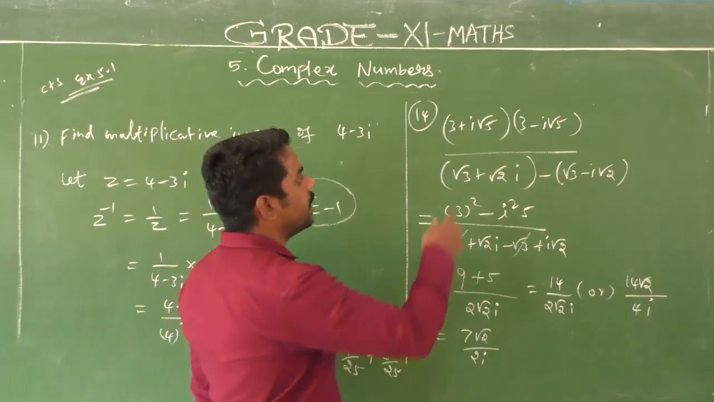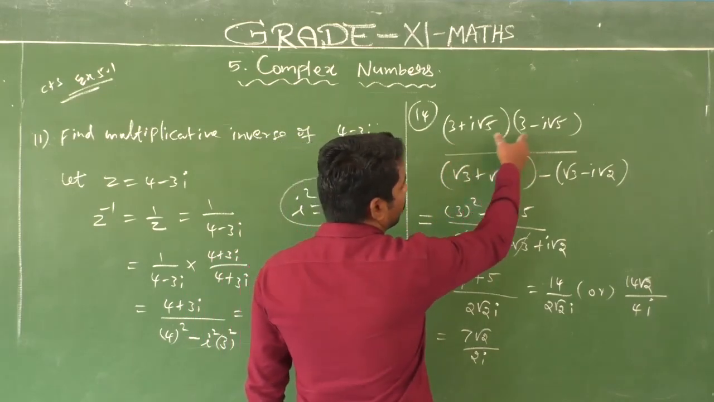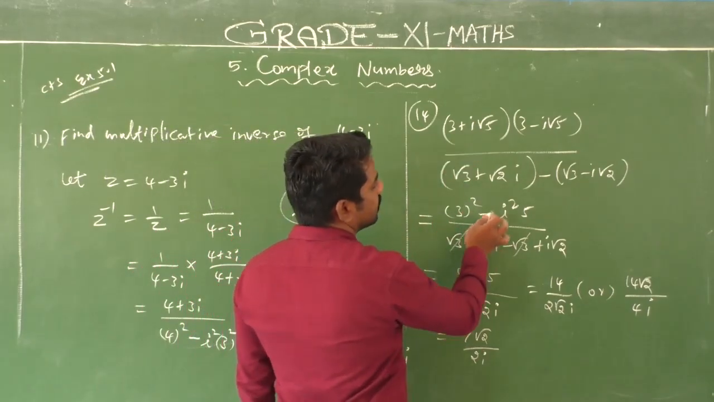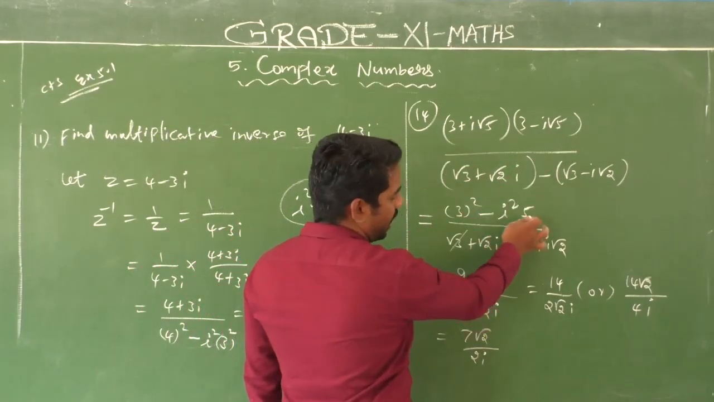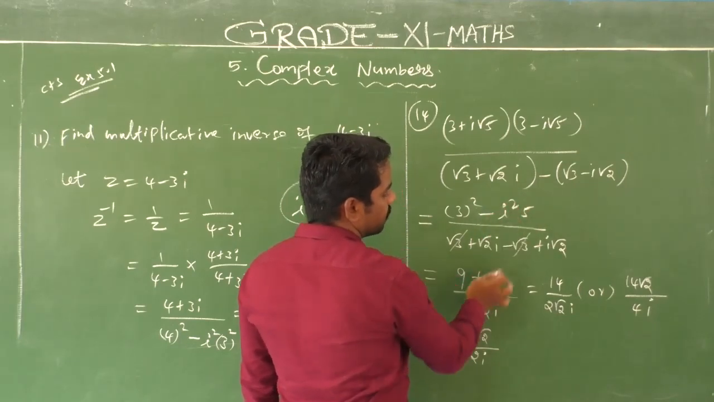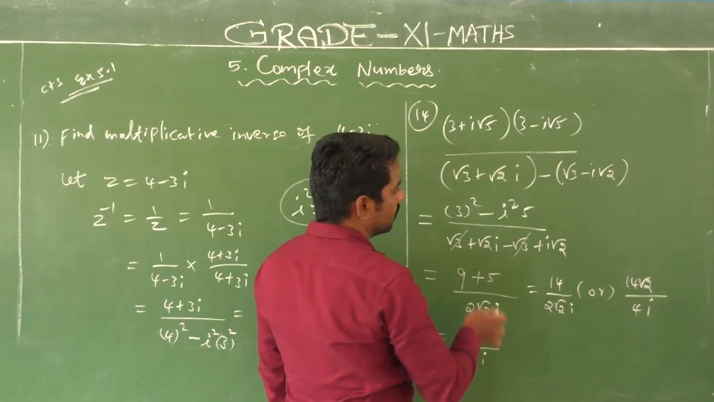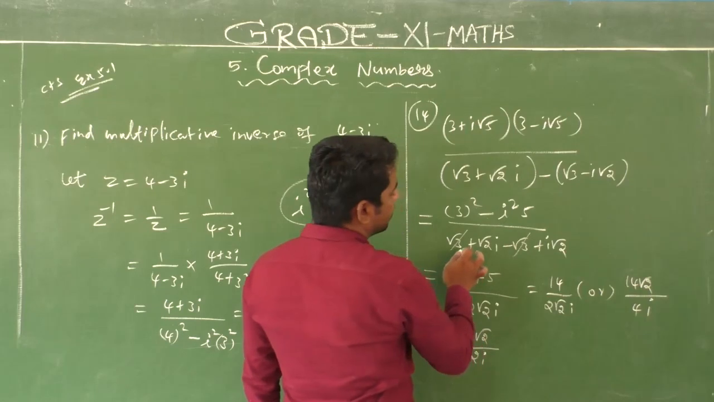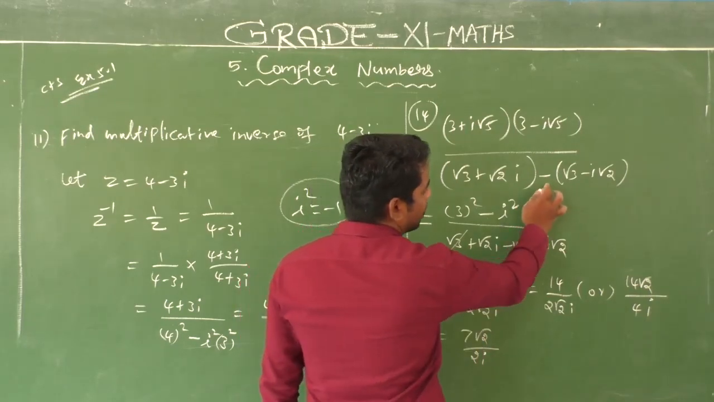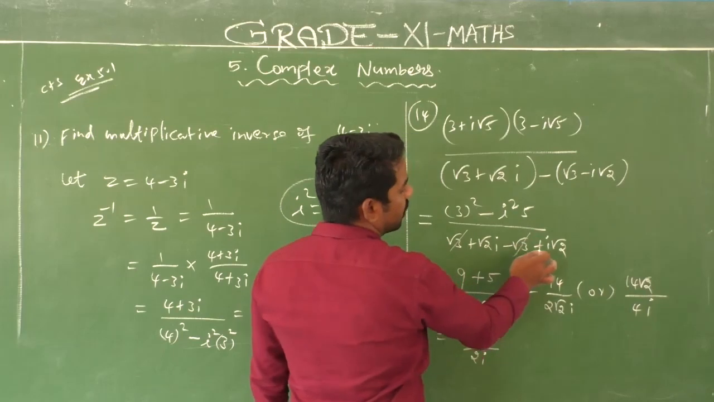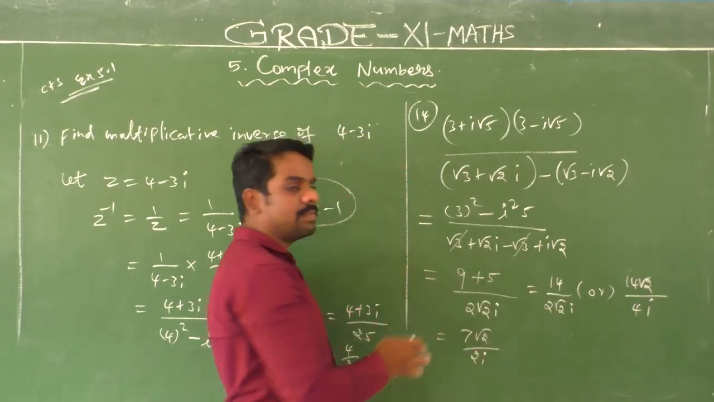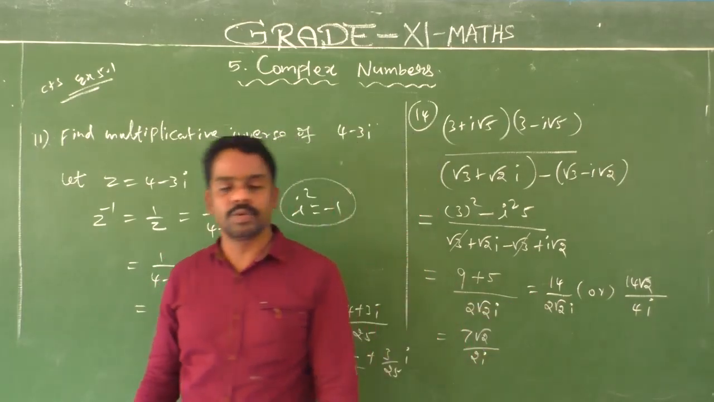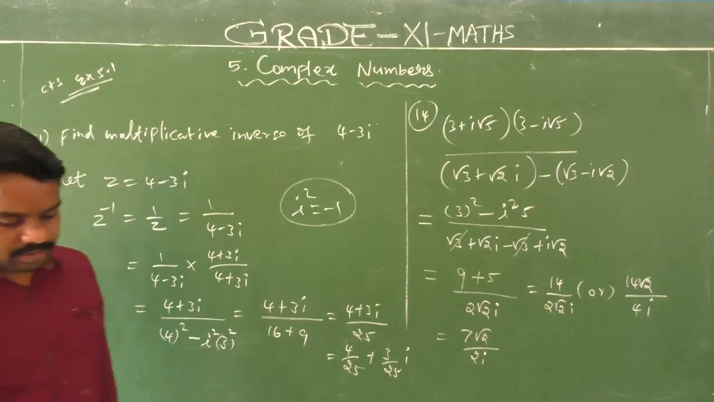Listen once again. 3 plus i root 5 into 3 minus i root 5 is of the form (a plus b)(a minus b), so the a square minus b square formula: 3 square minus (i root 5) whole square, which is i squared 5. i squared value is minus 1, so minus of minus 1 is plus 1. So 9 plus 5 is 14. In the denominator, root 3 plus root 2 i multiplied by minus root 3 minus i root 2. Multiplying these two terms, minus root 3 plus root 3 cancel, remaining 2 root 2 i. Simplifying this term, 7 root 2 by 2 i.